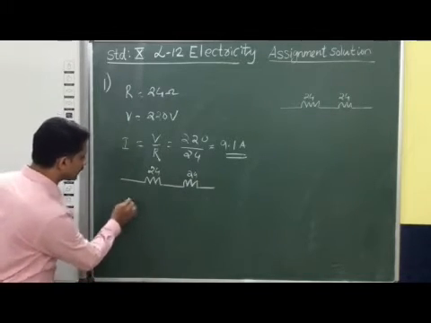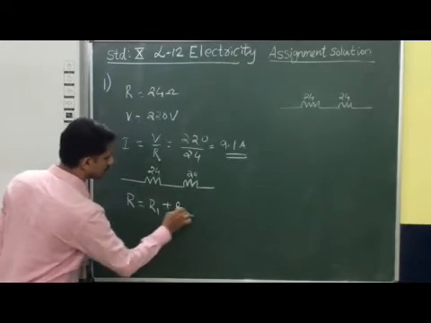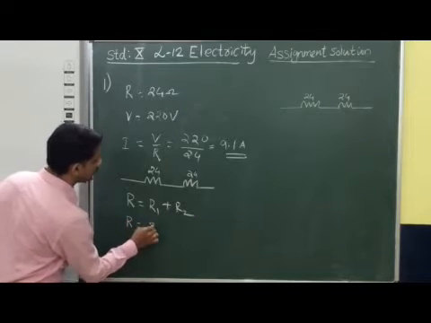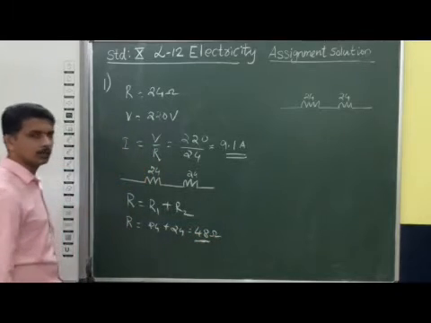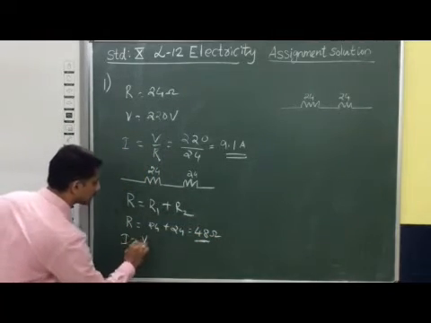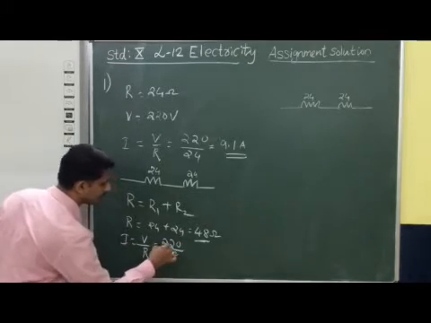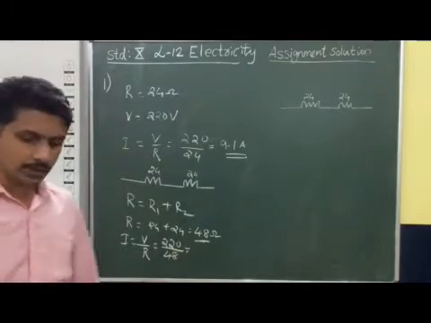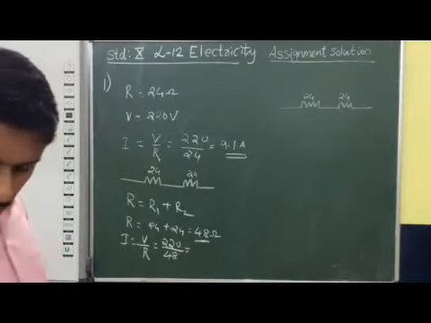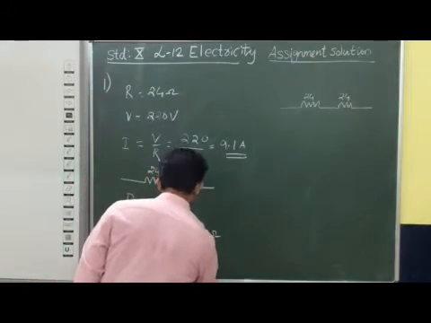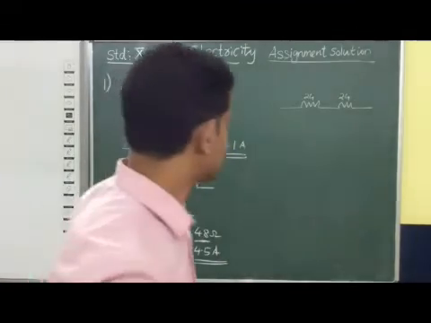So in this case, we can calculate the total resistance. What is the total resistance in this case? They are in series, so R1 plus R2. So R is equal to 24 plus 24, that means 48 ohm is coming. So this is the total resistance. So now we can calculate I is equal to V by R. That means 220 divided by 48. So 4.5 ampere is coming in this case. So you can take this as 4.5 ampere when two coils are connected in series.